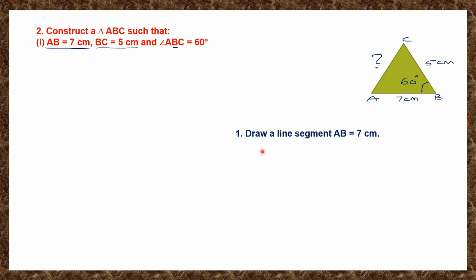So first step, draw a line segment AB like this, 7 centimeters. So with the help of your ruler, draw a line segment of 7 centimeters, name it A and B. Second step, at the point B, construct an angle of 60 degrees. Here is 60 because look at the figure, rough figure. Here it is 60 degrees. So at B, I have to construct an angle of 60 degrees. So follow all the steps of construction of a 60-degree angle.